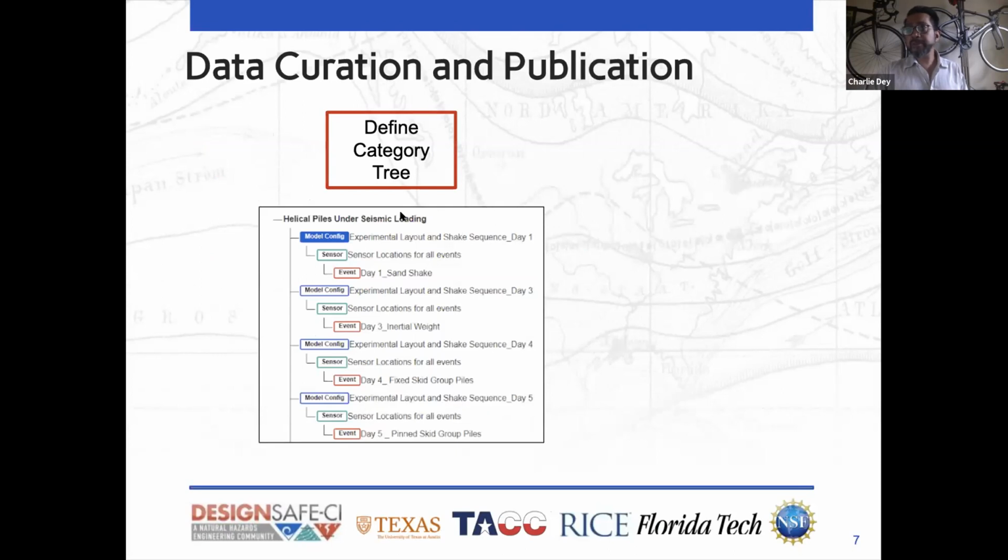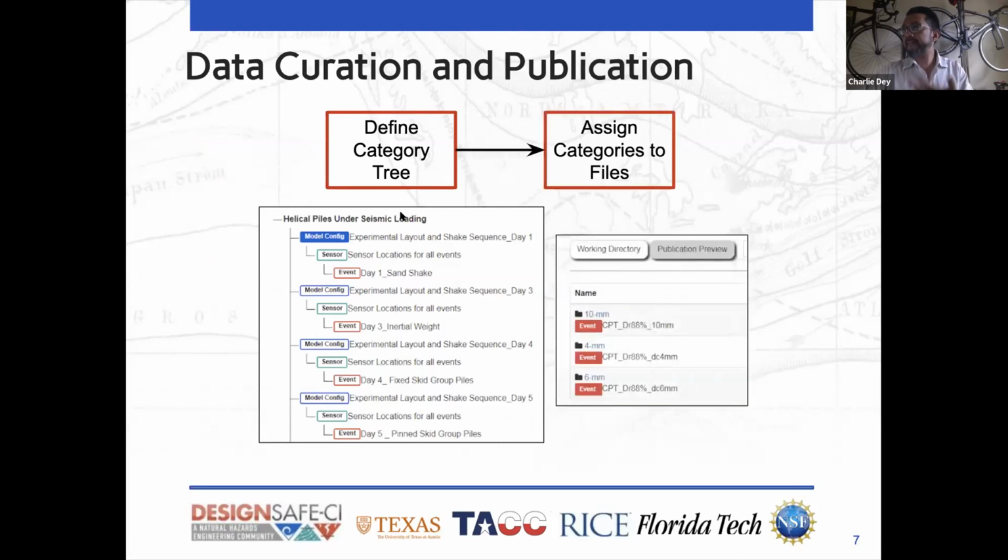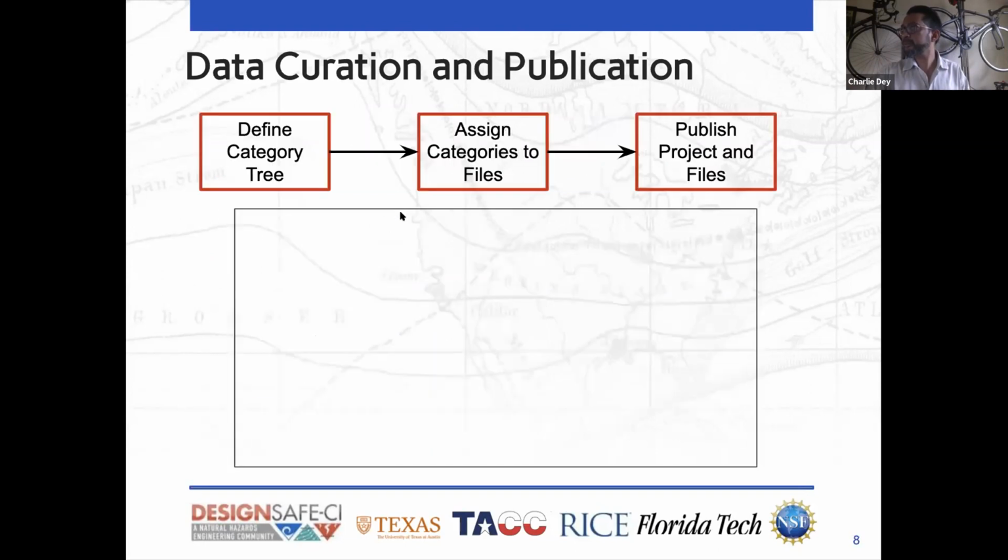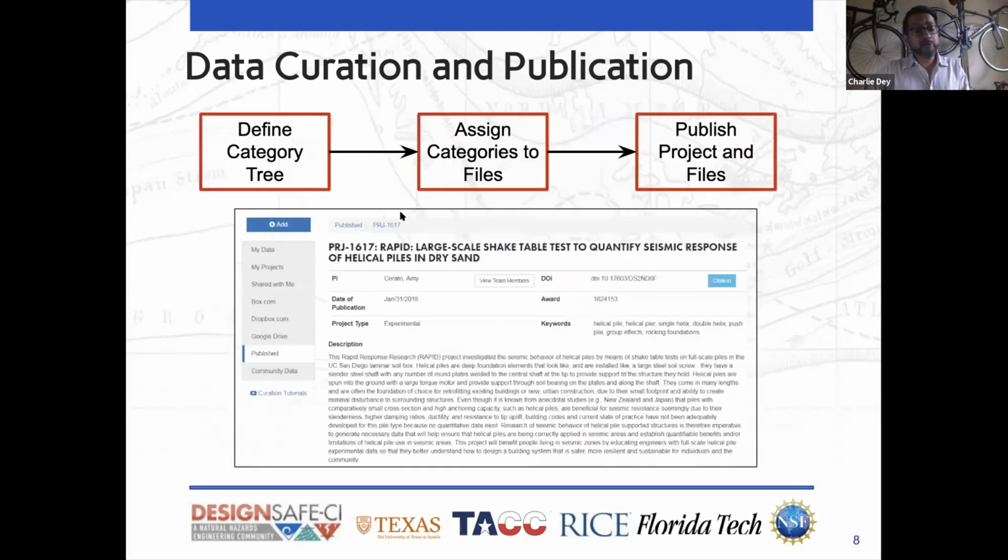It's actually rather easy, but the basic steps are you define your category tree. So you define how the data is laid out. In this case, we have a model config, a sensor, and then an event. And then we assign files to those categories. We take the file, and we say what category that file goes under. And then we publish those projects and those files. Once you publish it, you get this DOI. So now your data can be cited, and that citation can come back to DesignSafe and back to your project.